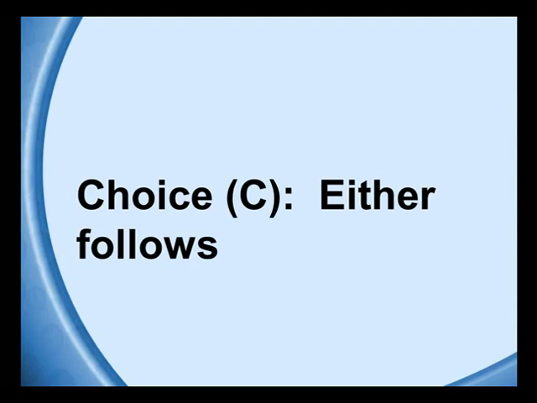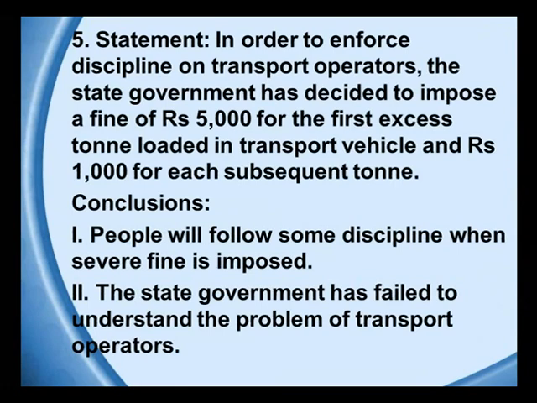So let us continue with a few more practice questions. The next question coming up here for you, let's read it out. The statement says, in order to enforce discipline on transport operators, the state government has decided to impose a fine of rupees 5,000 for the first excess ton loaded in a transport vehicle and rupees 1,000 for each subsequent ton. So it basically says that in order to enforce discipline, a particular fine is being imposed on transport operators. Let's see what the conclusions are.